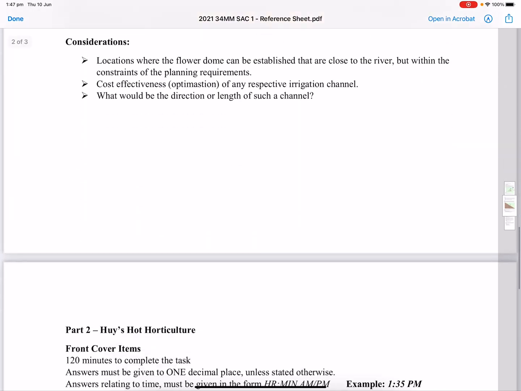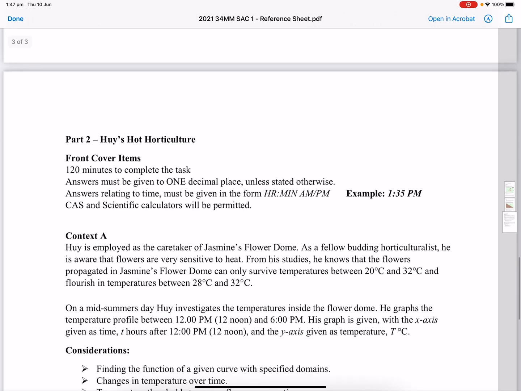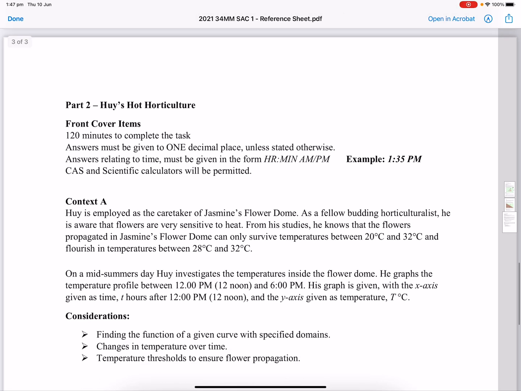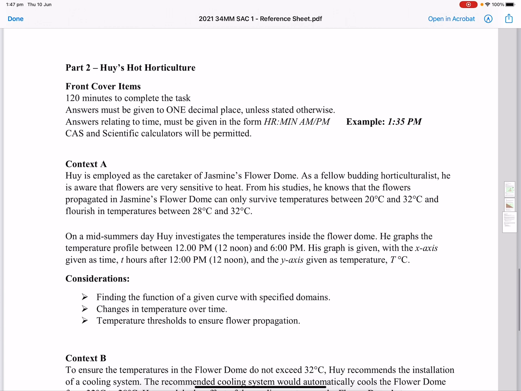Okay, now it's going to be broken up into 20 questions, okay, or roughly 20 questions. So there's going to be a number of items that you're going to have to find within that context. Okay, part 2 is called Hui's Hot Horticulture. So the front cover items on this part is 120 minutes to complete the task.